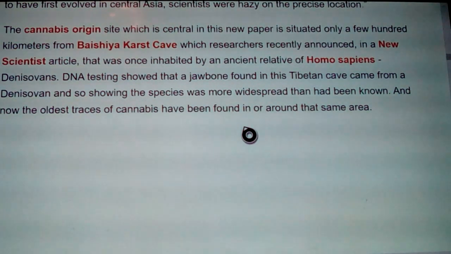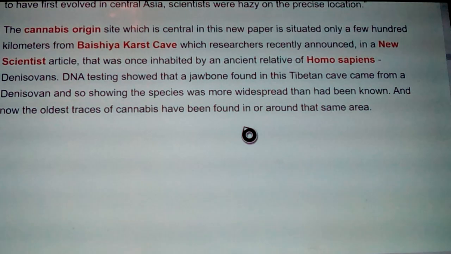But let's continue. The cannabis origin site, which is central to this new paper, is situated only a few hundred kilometers from Baishiya Karst Cave, which researchers recently announced in a New Scientist article that I did a vid on, that was once inhabited by an ancient relative of Homo sapiens, the Denisovans. And it also has Neanderthals in there too. It kind of overlaps each other. They have this little gap between them, and here's one, there's another one.